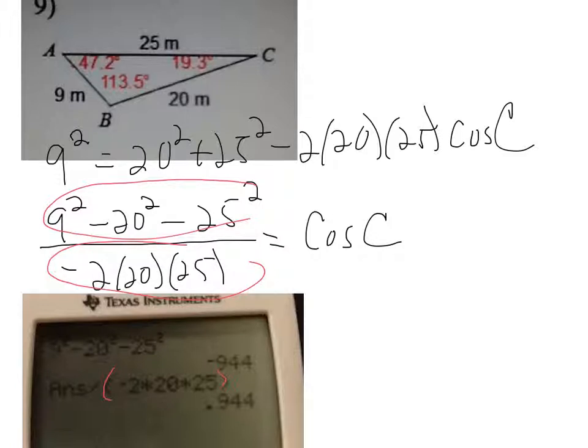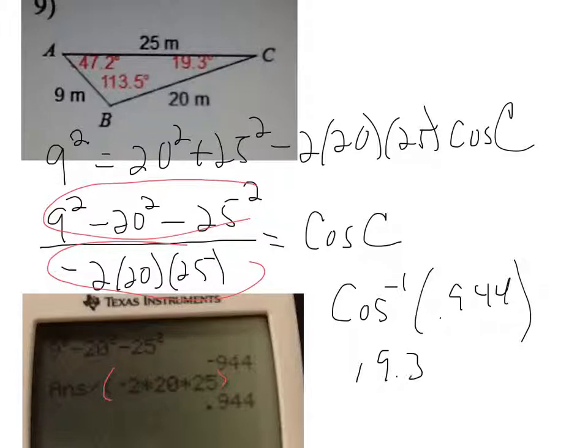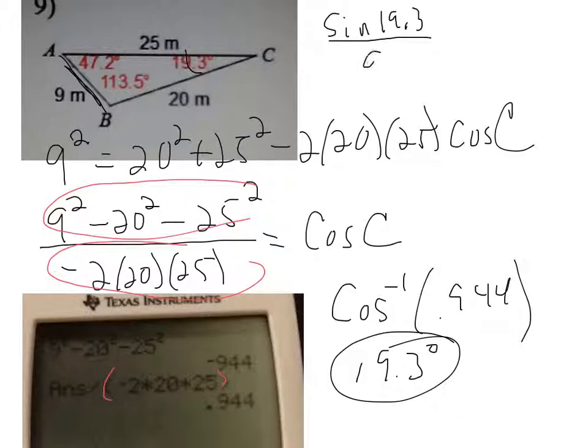So we're going to do arc cosine of that 0.944, and that's where they got the 19.3 degrees from. Okay, so now, since we've got an angle and we've got a side, we can do a law of sines problem. So I can say sine of 19.3 over 9 equals the sine of angle A over 20. Cross multiply, divide, do second sine, and you're going to get the 47.2. Then add those two angles together and subtract from 180, and you'll get that obtuse angle.